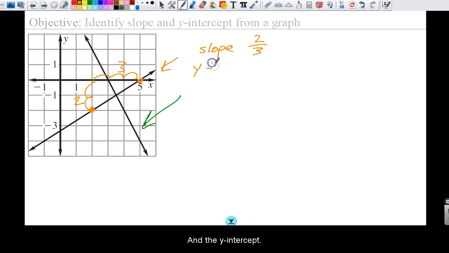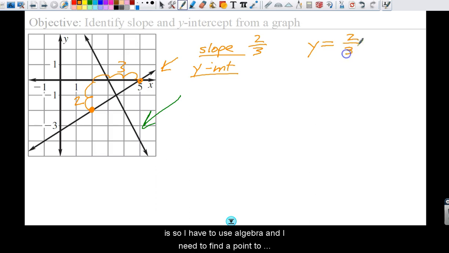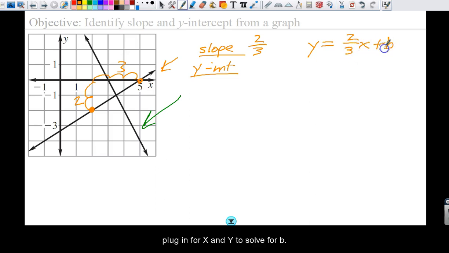And the y-intercept, again, we can see it, but it's hard to tell what it actually is. So I have to use algebra, and I need to find a point to plug in for x and y to solve for b. So I'm going to identify the point, and let's use this one. That one looks pretty easy.